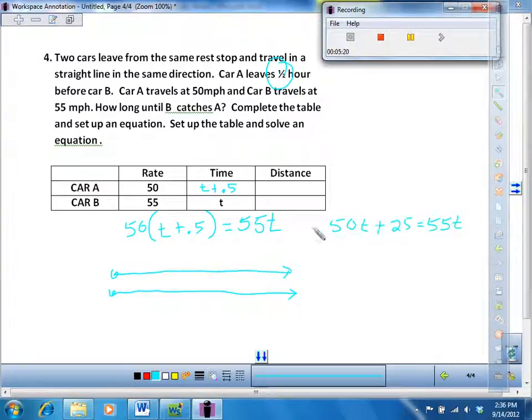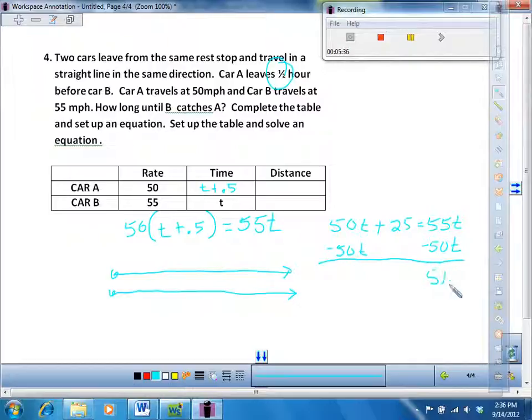Okay. So I multiply this out, I end up with this. I subtract 50t from both sides. Okay? And I get that 5t equals 25. So I get t equals 5. Who got t equals 5? Yay! Very good. Yesterday, you said it would be 0.4.